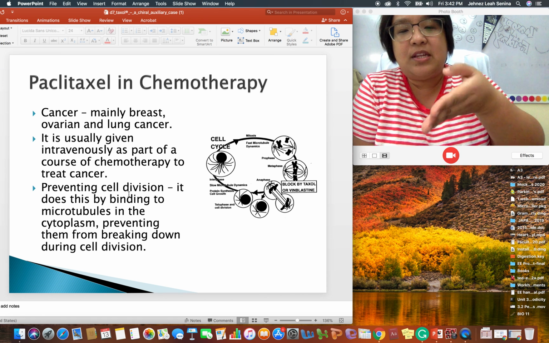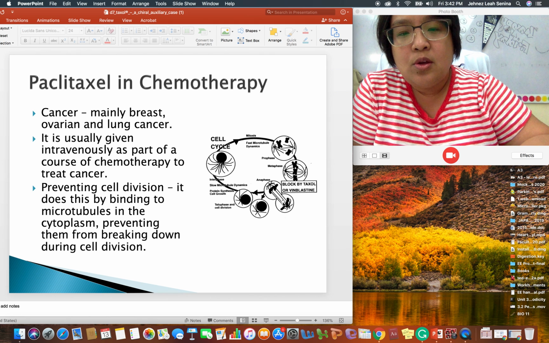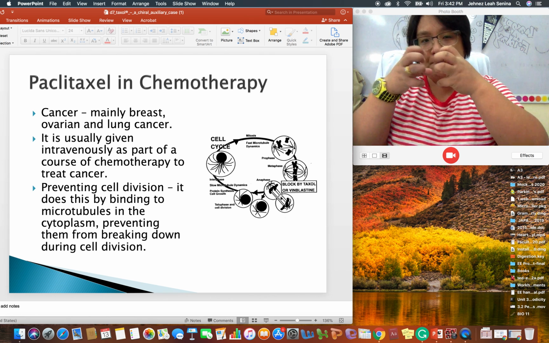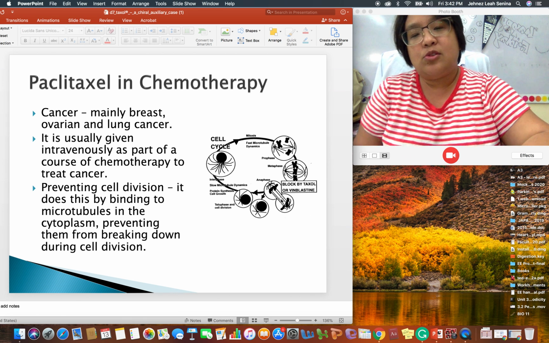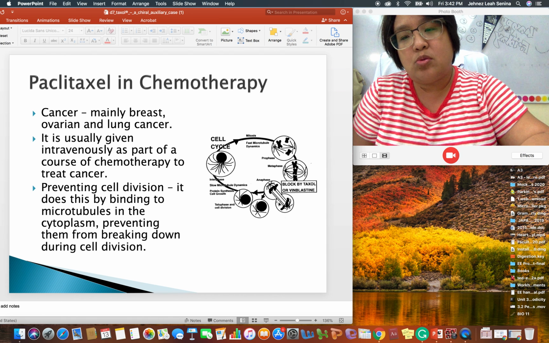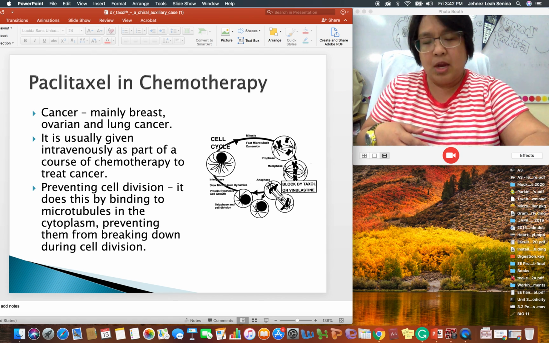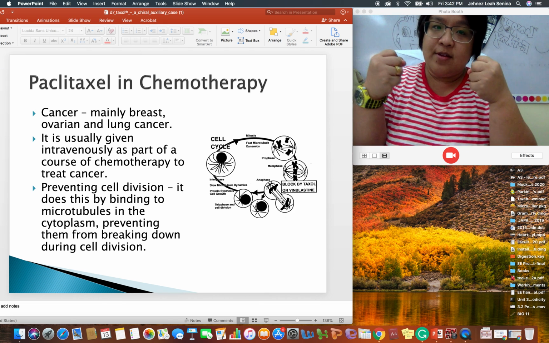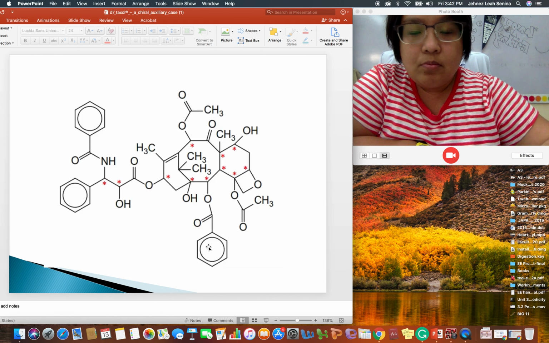How does it prevent cell division? They say Taxol binds to microtubules. So microtubules are like filaments that form in your cell, so it can pull your cell apart and divide it into two. So Taxol binds to those microtubules. Therefore, if it binds to the microtubules, it prevents the filaments from forming and dividing the cell. Okay, that's how Taxol works.